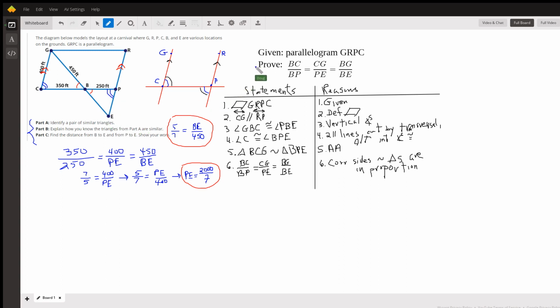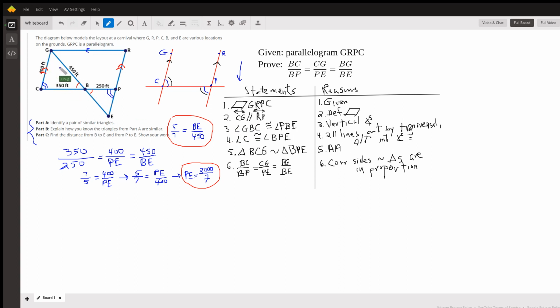Okay, so here's the thought process that you go through. You're given that this is a parallelogram. That means that the opposite sides are parallel. That's what these little red arrows imply. You could also put arrows on these opposite sides, but that's really not needed for this problem.